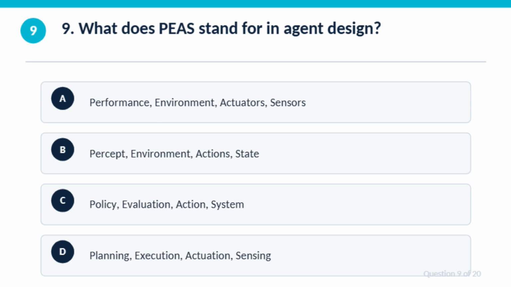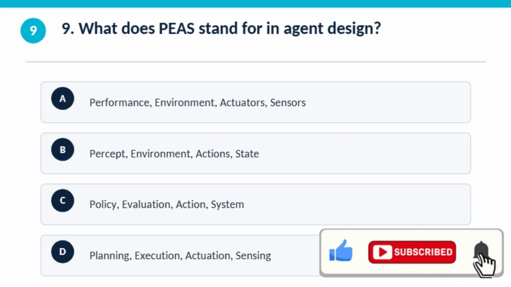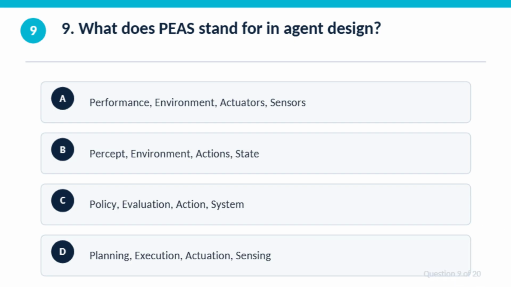What does PEAS stand for in agent design? A. Performance, environment, actuators, sensors. B. Percept, environment, actions, states. C. Policy, evaluation, action, system. D. Planning, execution, actuation, sensing. The correct answer is A. Performance, environment, actuators, and sensors.